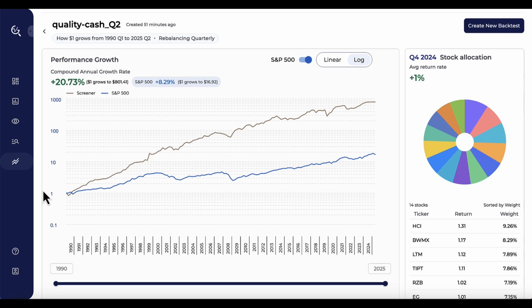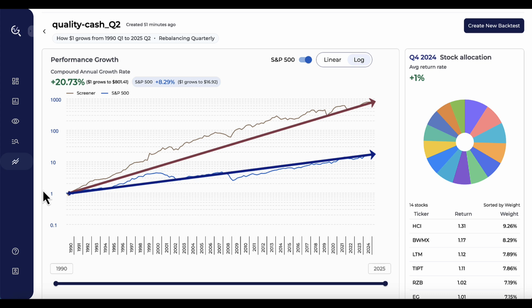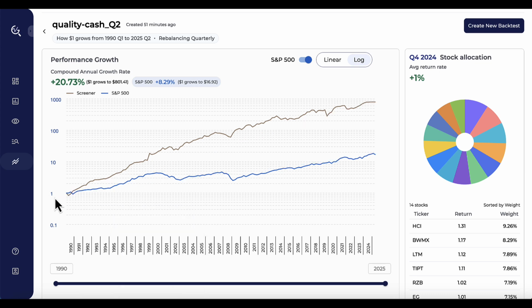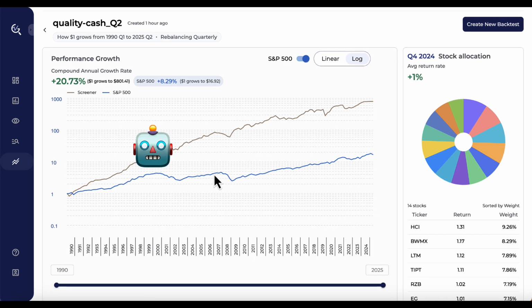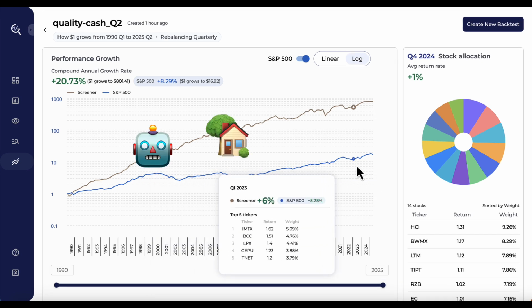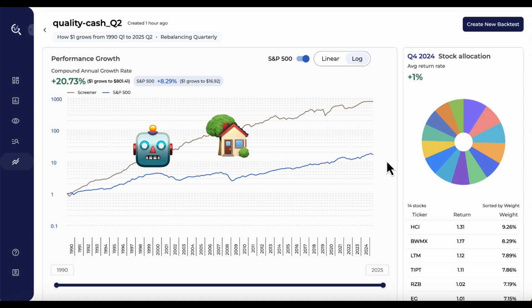So remember, on a log scale, a straight line corresponds to exponential growth. And the angle of that line determines the rate of that exponential growth. And so a much steeper line means faster exponential growth. And now we see the two strategies much more clearly. We can see the tech bubble, we can see the housing bubble, and we can see the growth over the entire history much more clearly.